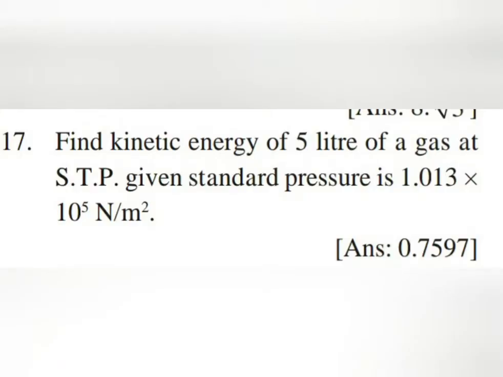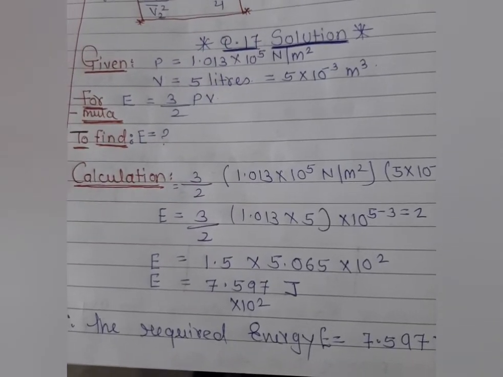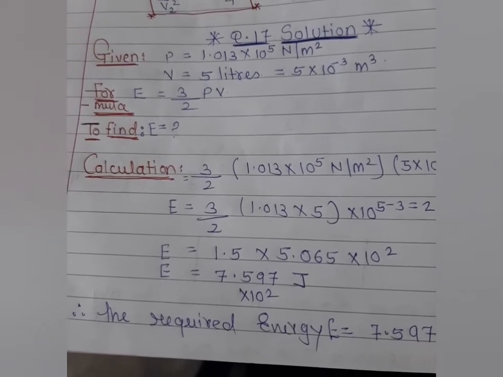So here we have question number 17. Find the kinetic energy of 5 liters of gas at standard temperature and pressure, where the pressure is 1.013 into 10⁵ Newton per meter square. So here, students, we have to find the kinetic energy of the gas at the given pressure. So let's move on to the solution of question number 17.